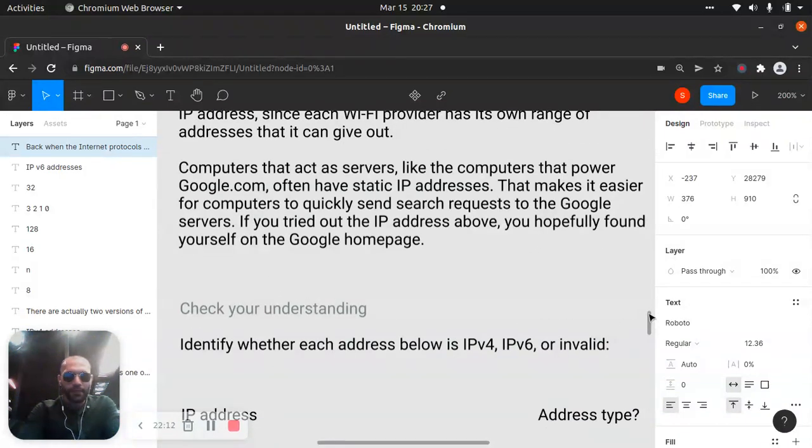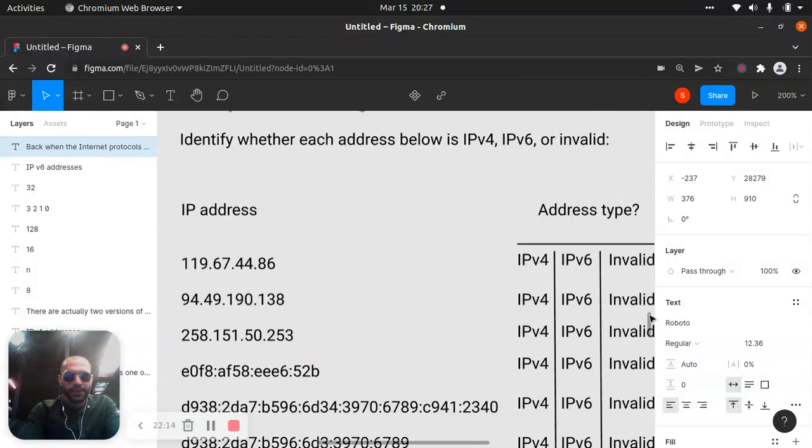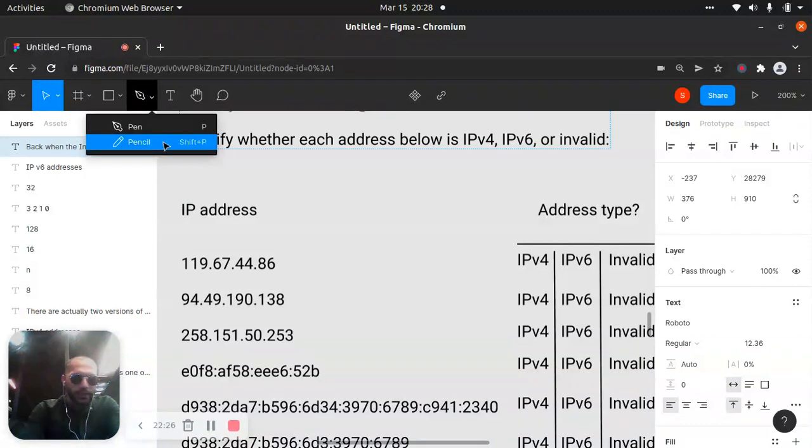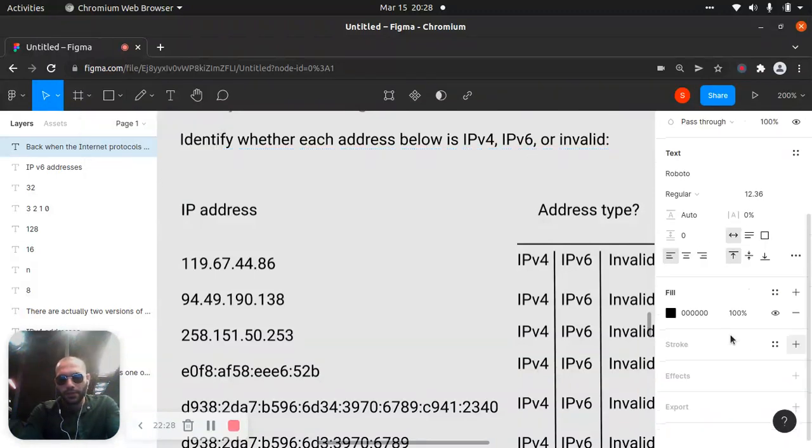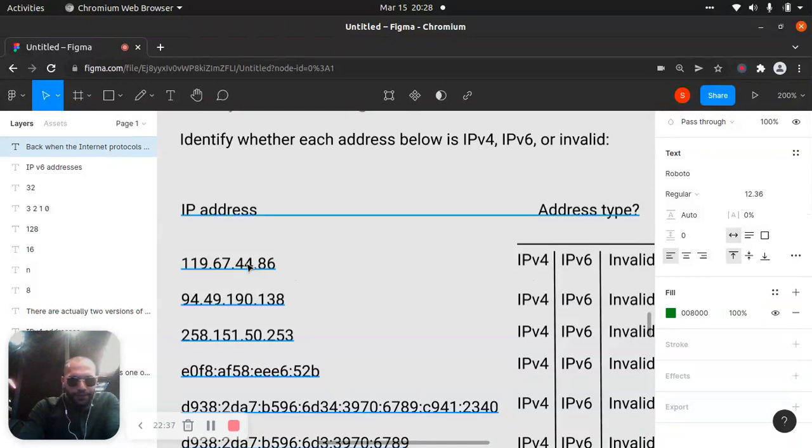Okay. Check your understanding. Identify whether each address below is IPv4, IPv6, or invalid. Let's do it together. I will take my pencil and take green.